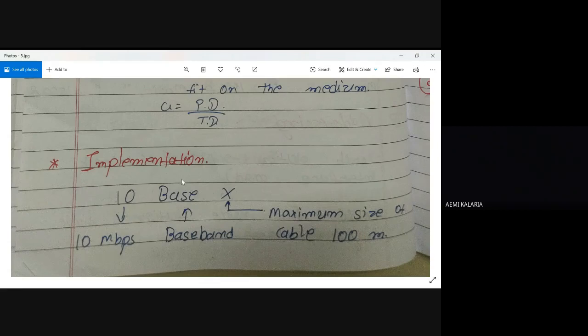After that, base represents baseband, meaning digital communication. Whenever we are dealing with digital, we call it baseband, right? And what does x represent? x can be anything, x can be T, x can be 5, x can be 2. Normally, the maximum size of the cable is 100 meter times x. Let's say they have given 10 base 5, then I simply multiply the 5 with 100, so the range of that particular standard Ethernet is 500 meter.